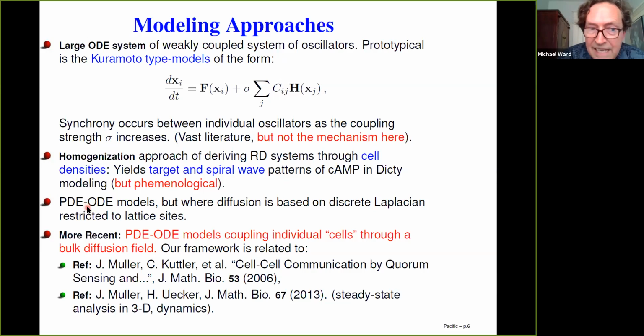There's an interesting class of models that are PDE-ODE based, but where there are no cells, and the diffusion is based on a discrete Laplacian restricted to lattice sites. This gives rise to a huge computational effort for which you cannot really do too much analysis. But the framework we're going to do today is inspired by the group at Munich, Mueller and Christiane Kuttler, which couples individual cells through a bulk diffusion field. These original papers were the inspiration for the model I'm going to describe.